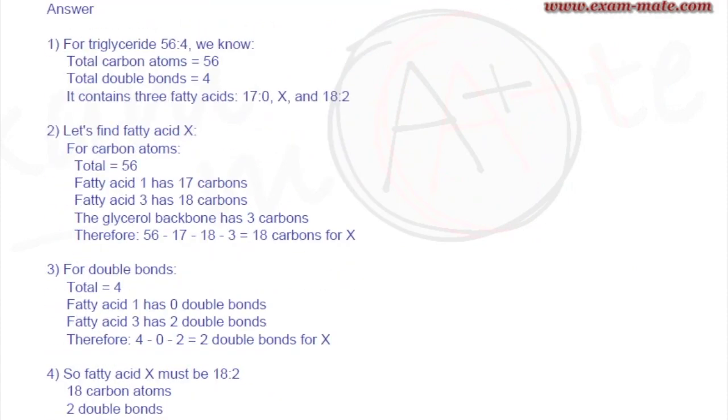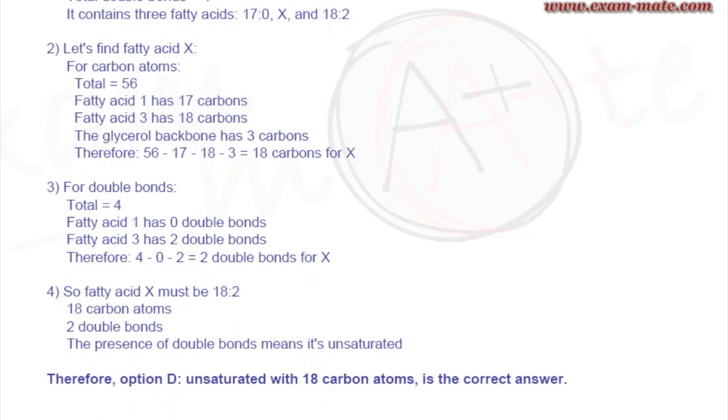1. For triglyceride 56:4, we know total carbon atoms equals 56. Total double bonds equals 4. It contains 3 fatty acids, 17:0, X, and 18:2. 2. Let's find fatty acid X.